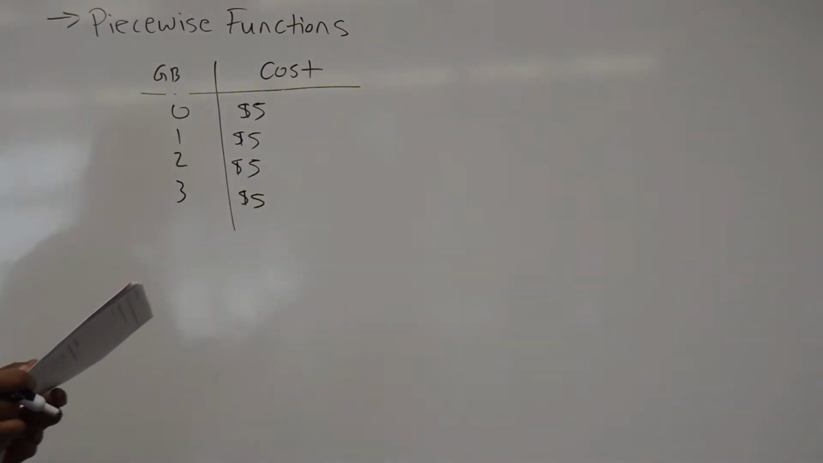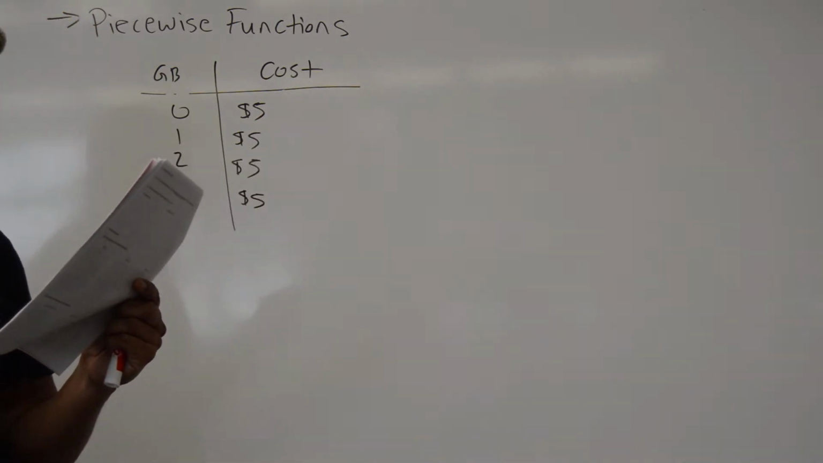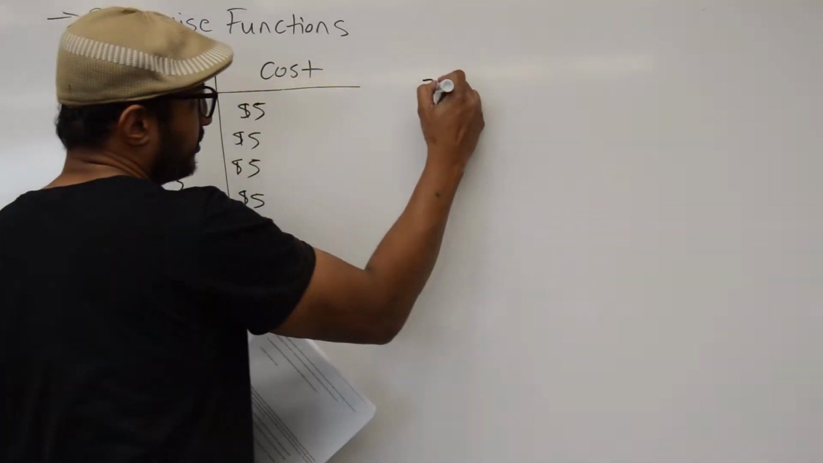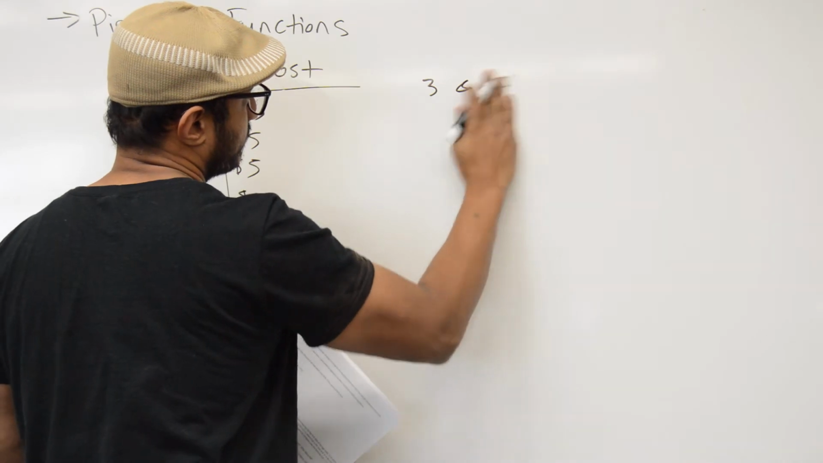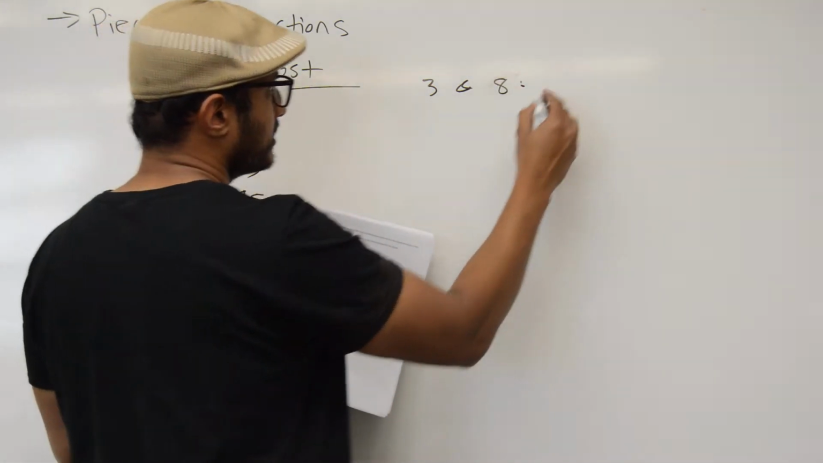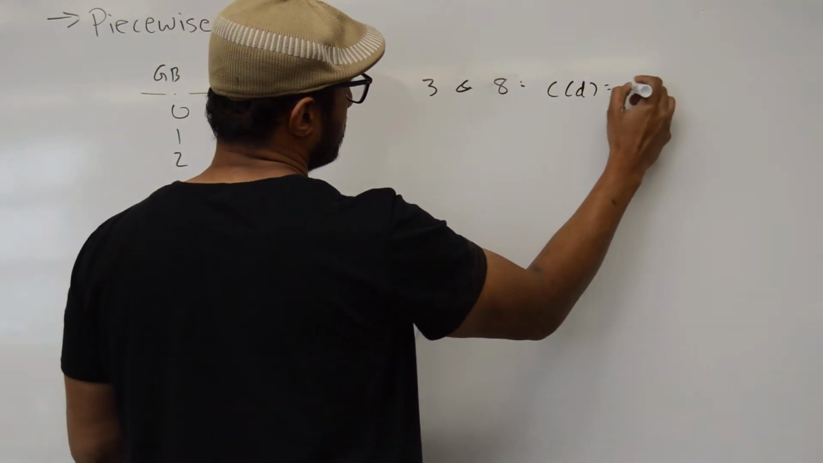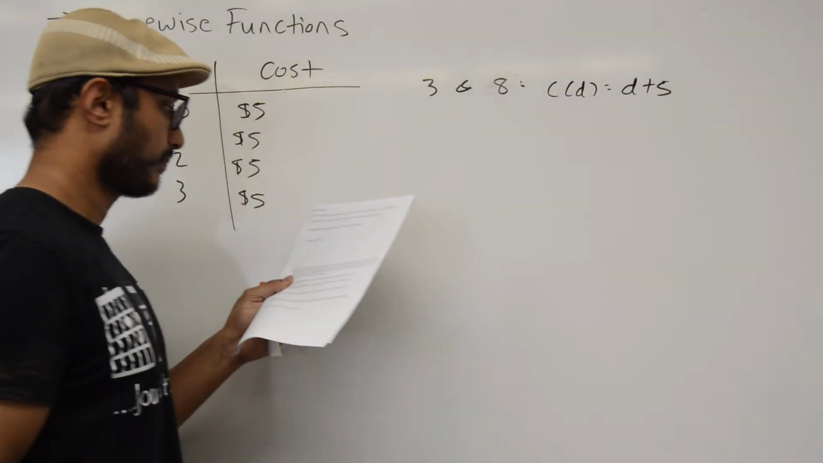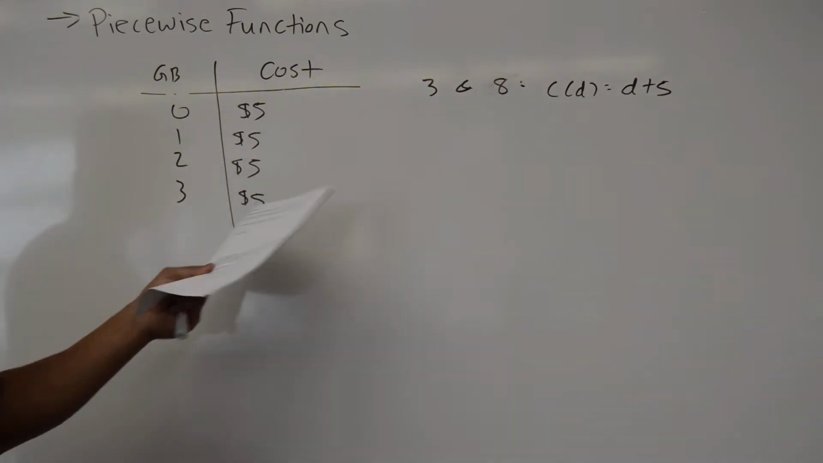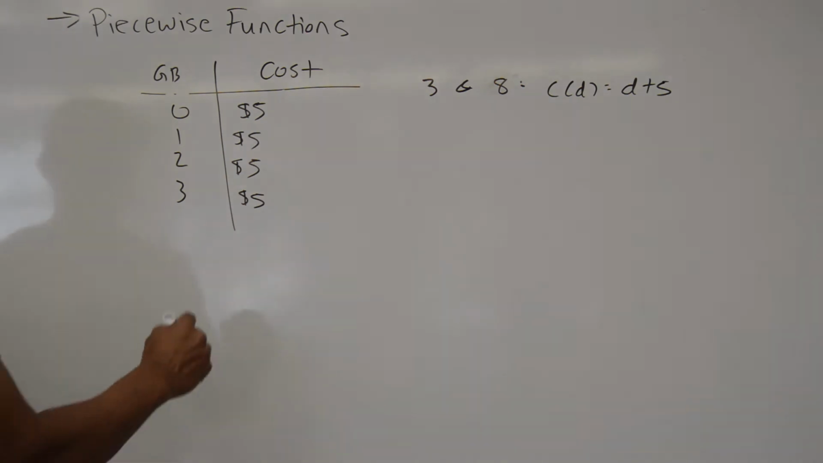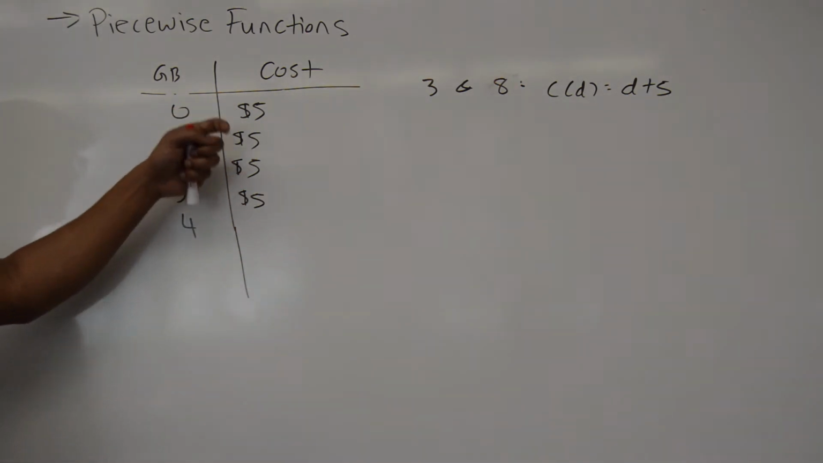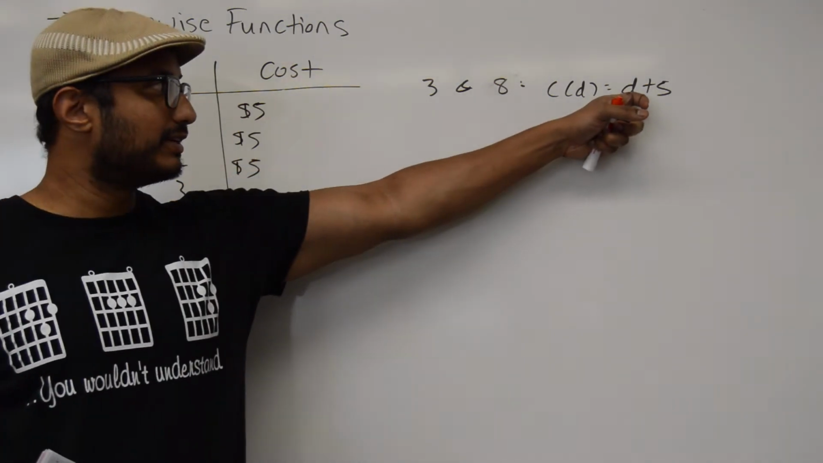Okay. Now, between 3 gigabytes and 8 gigabytes, the company uses a different formula. The formula the company uses is C of D equals D plus 5, which means whatever number of gigabytes you use, you add $5 to it. So when you get to 4 gigabytes, you're no longer paying $5, you're paying D plus 5.